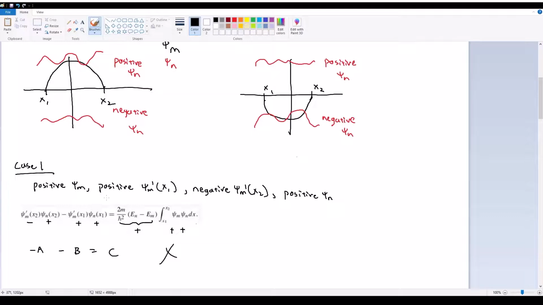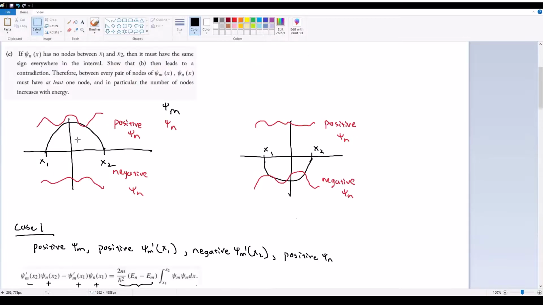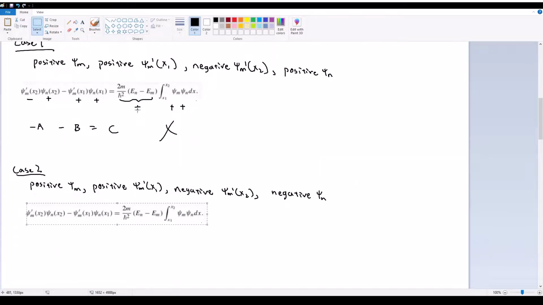Next, let's look at case 2, which is the same thing, but we're looking at the negative psi n instead. So in case 2, we have positive psi m, positive psi m prime at x1, negative psi m prime at x2, and then we have negative psi n. And then once again, we bring this expression down. So I'm just going to copy paste this again.